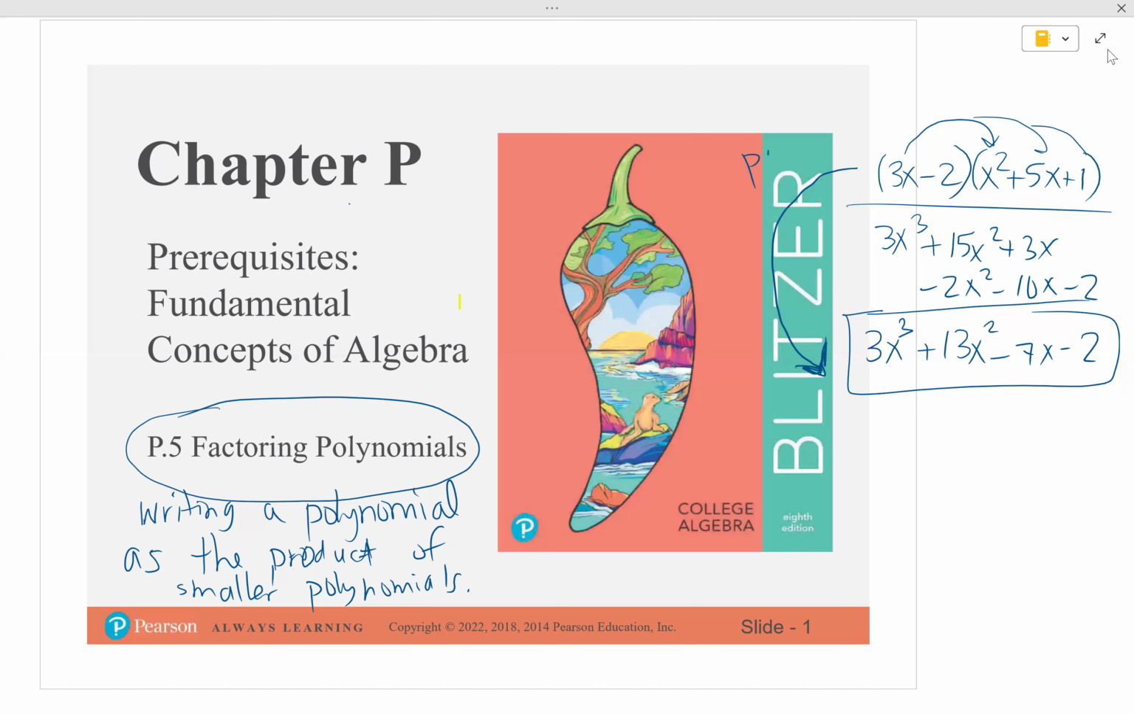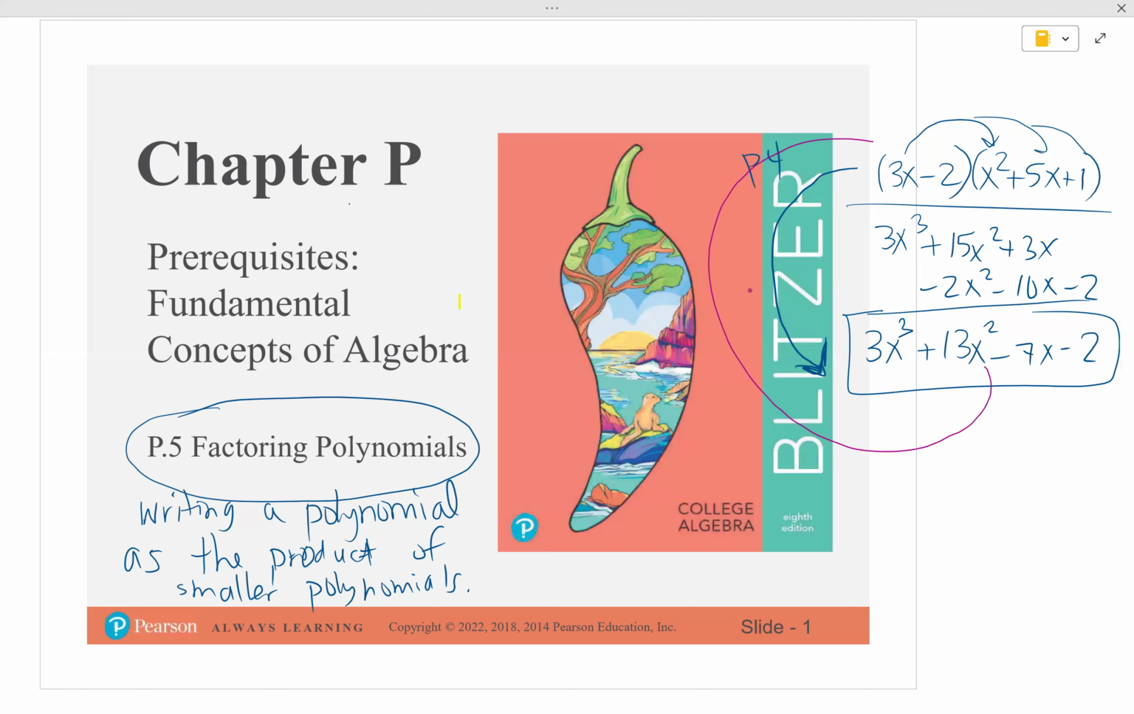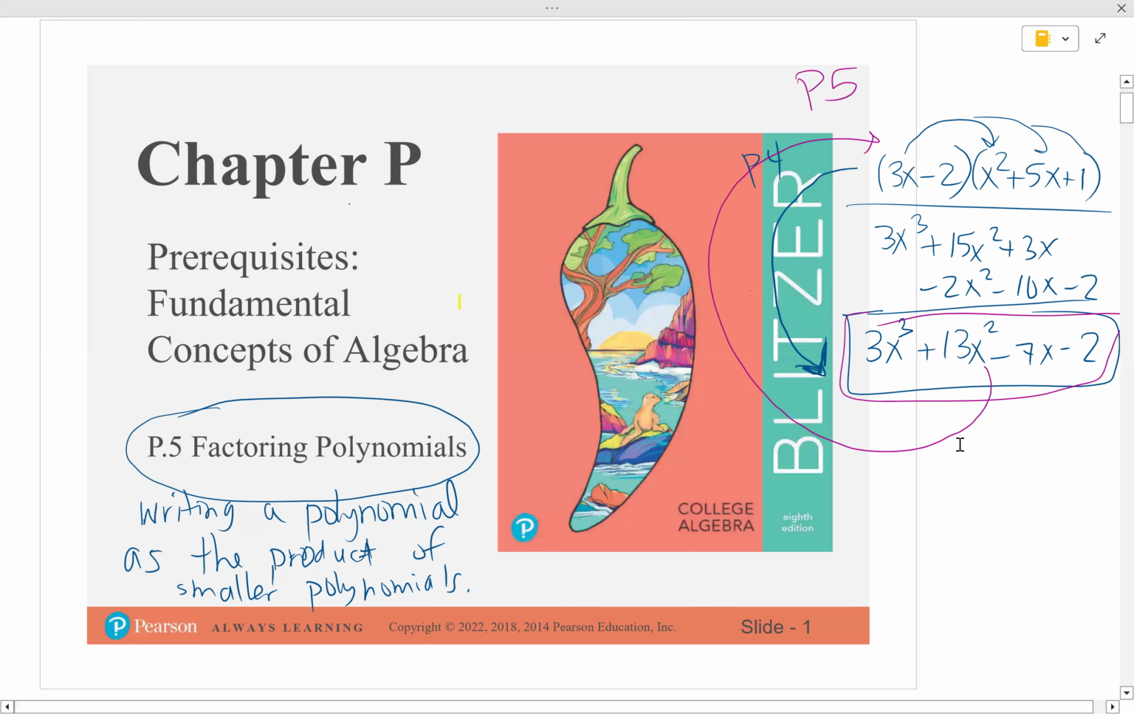Going this direction, from the product to the answer, that was section P4 in this book. Now P5 is the opposite. What if you were given this thing and you wanted to find out what those two polynomials were that were multiplied to make this big polynomial? That's what we have to learn in this section.